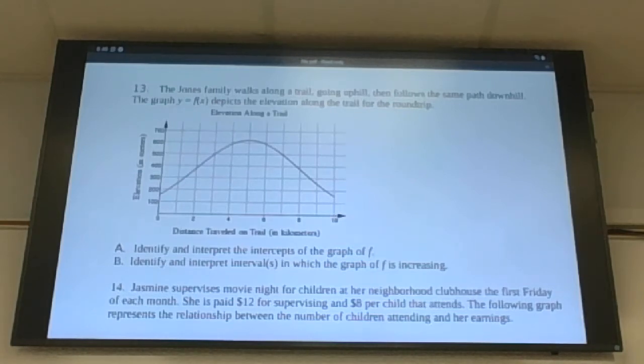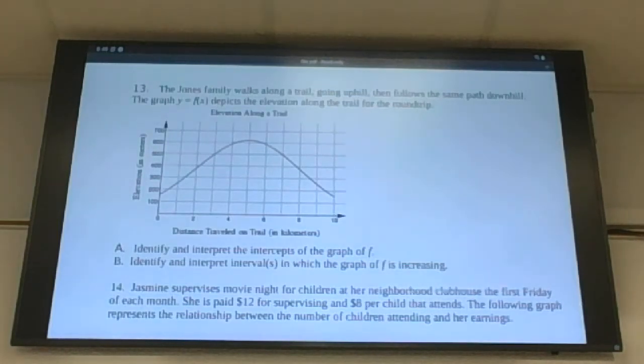The Jones family walks along a trail going uphill, then follows the same path downhill. This graph depicts the elevation along the trail for the round trip. A. Identify and interpret the intercepts. B. Identify and interpret the intervals in which the graph is increasing. Write 2 complete sentences right now. Read it and answer it. You don't have to draw a graph this time, you're writing sentences. Do A and B.